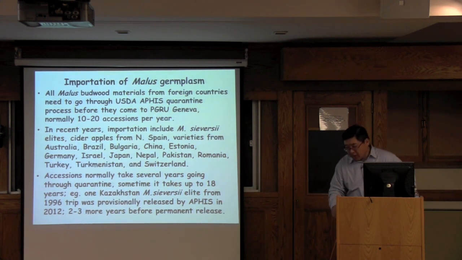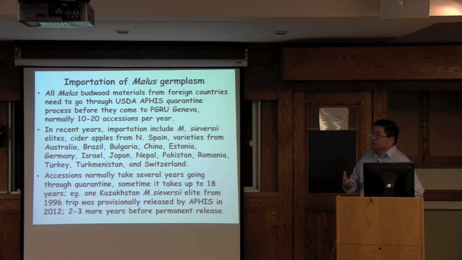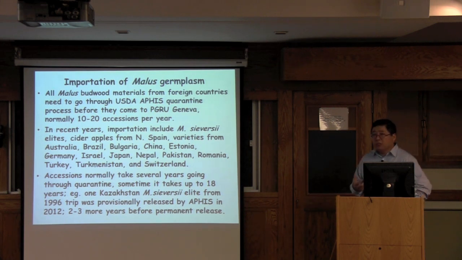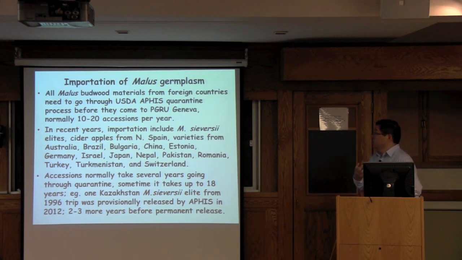I mentioned sometimes we collect the budwood from the wild and bring that material back to the US. Basically, for importation of Malus germplasm, all the material from a foreign country needs to go through the USDA-ARS quarantine process before it can come to Geneva. Every year, we receive between 10 to 20 accessions from ARS.